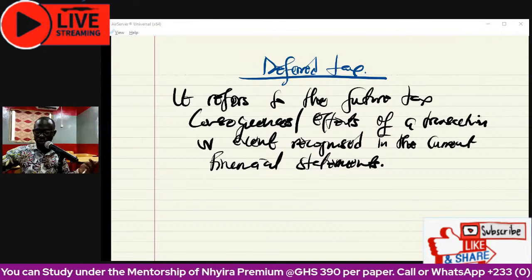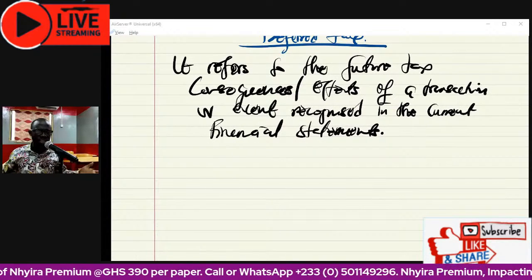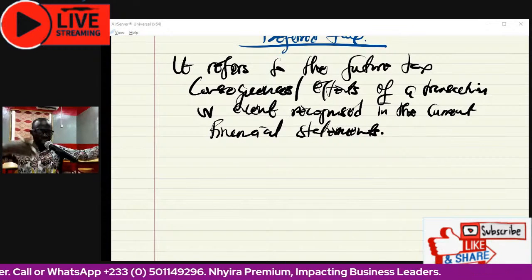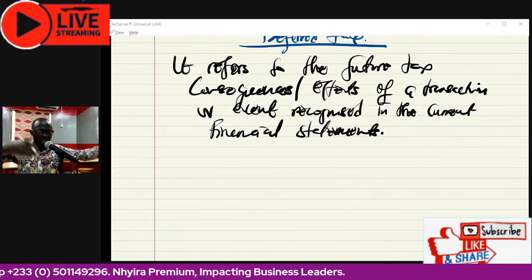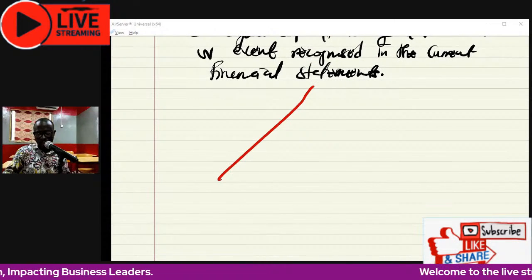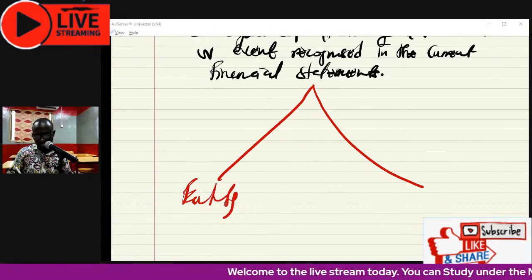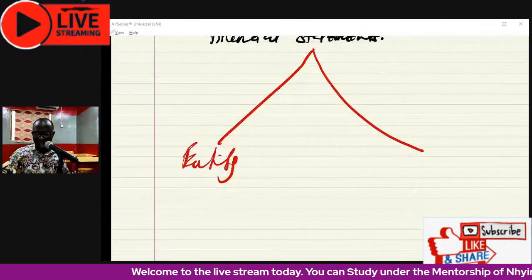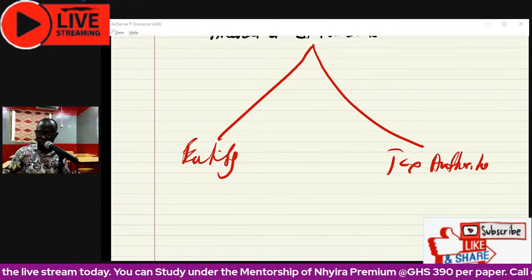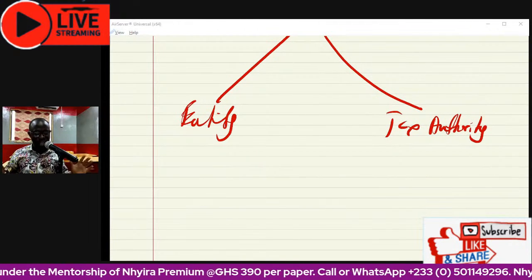So when we say deferred tax, what is it about? Yes, it is the future tax effect of a transaction or event recognized in the current financial statement. But in a nutshell, how does it come by? Deferred tax comes by due to the way an entity recognizes its transactions and events as compared to the way the tax authority recognizes the transactions or events. What does that mean?